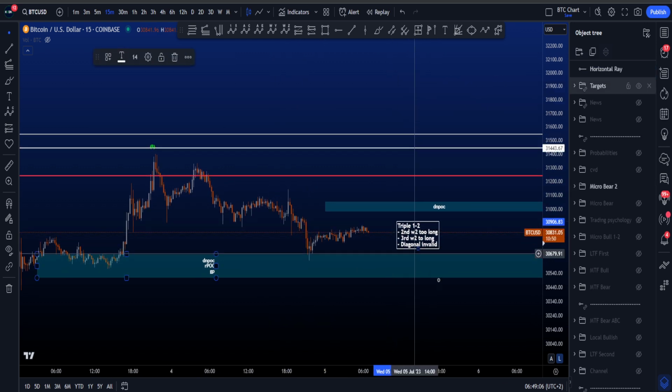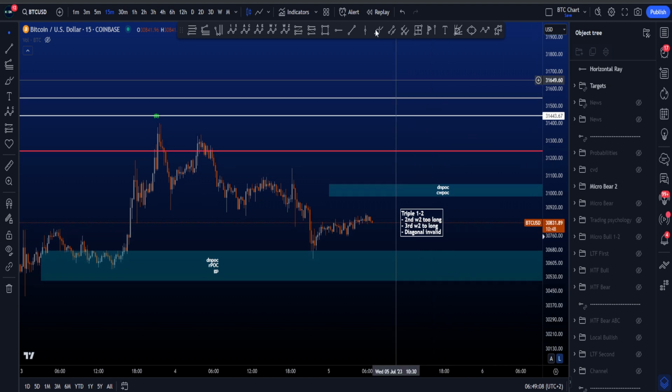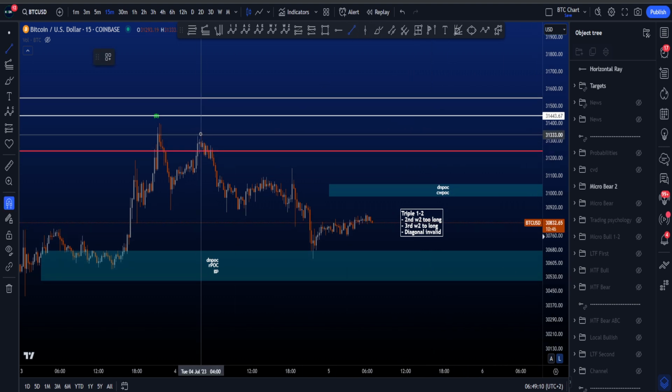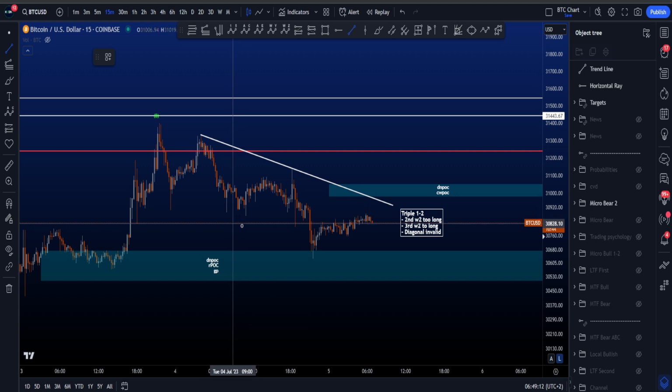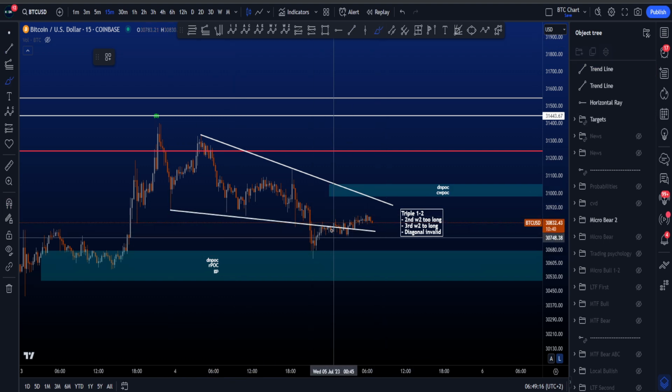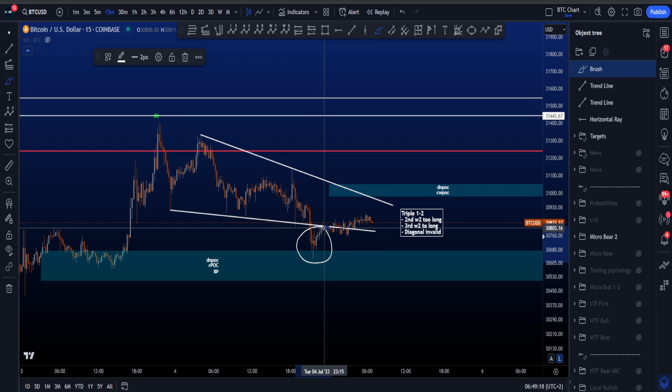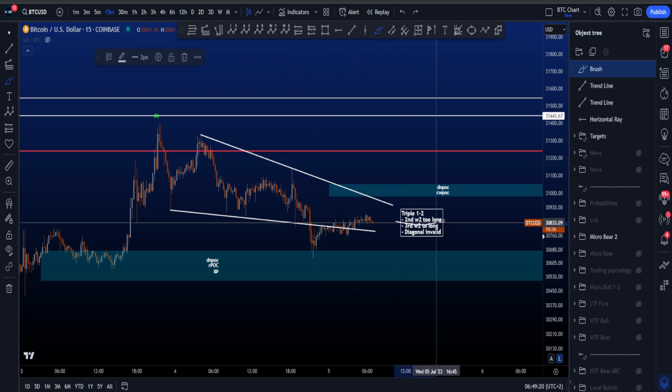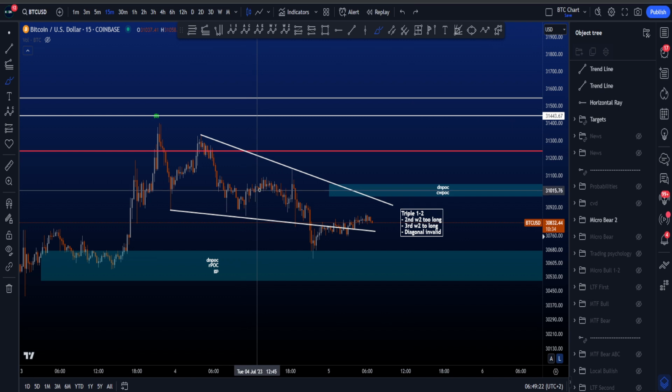Then you have the 1-1-2. Now 1-1-2, that's quite unique. Again, usually you want to see a diagonal in a 1-1-2 as well, where again, this move is a little bit big, right? But okay. The second wave 2 is too long.